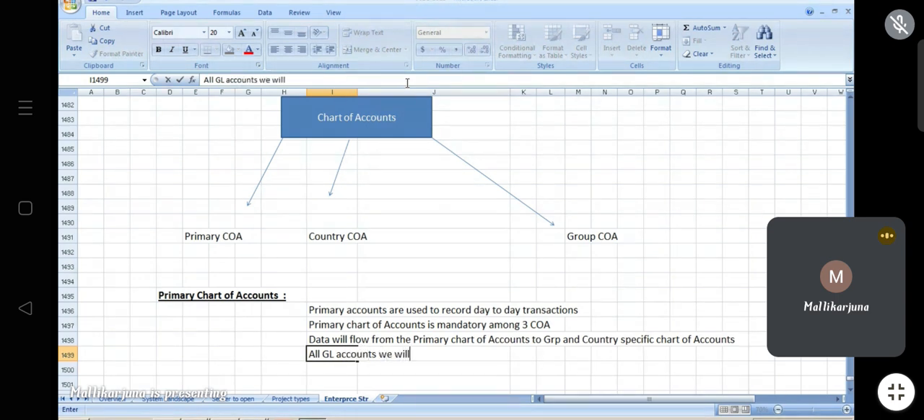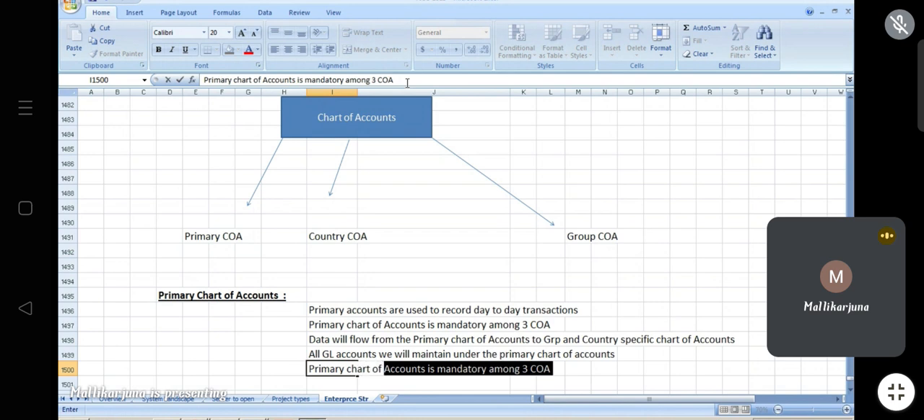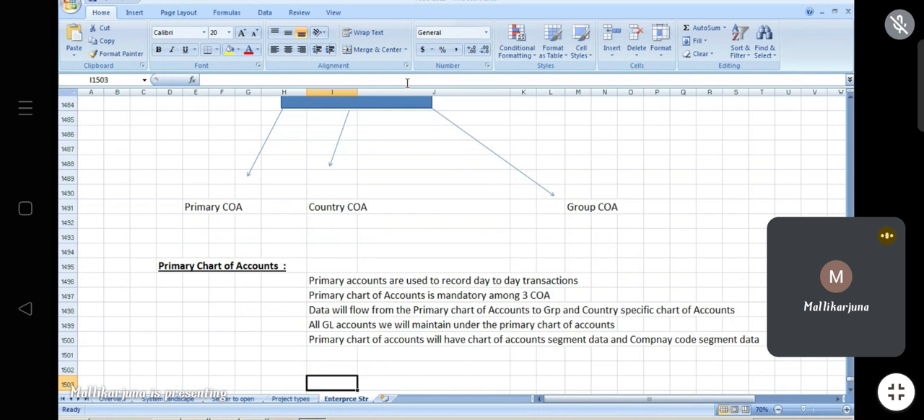All GL accounts will be maintained under the primary chart of accounts. The primary chart of accounts will have chart of accounts segment data and company code segment data. So that is about the primary chart of accounts, whereas we will now talk about the country specific chart of accounts.